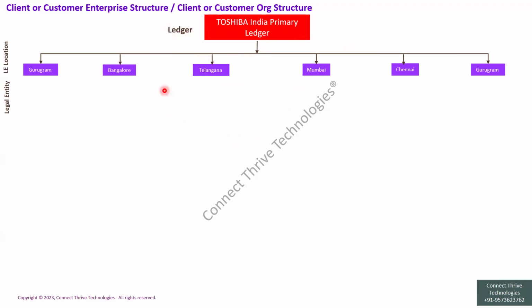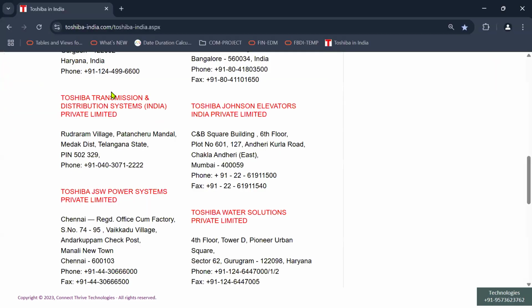Sorry, that is the primary ledger. So now we will go and create legal entities under the primary ledger based on the locations. See here, Toshiba India Private Limited. It's there in Gurgaon. So you can check here also.